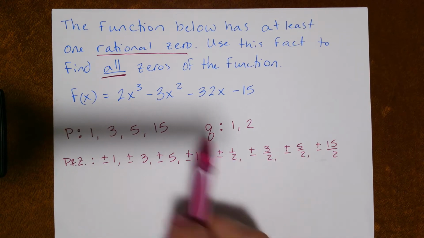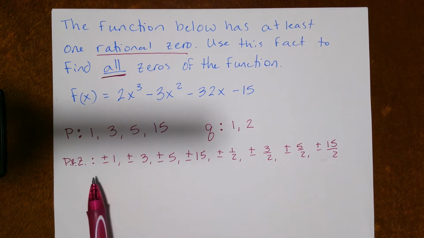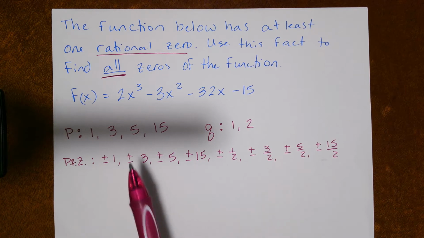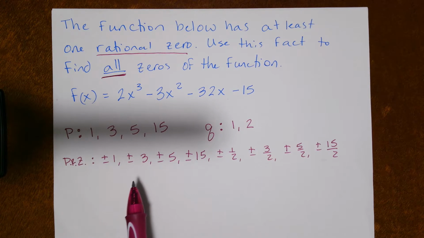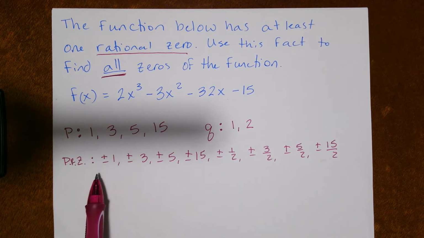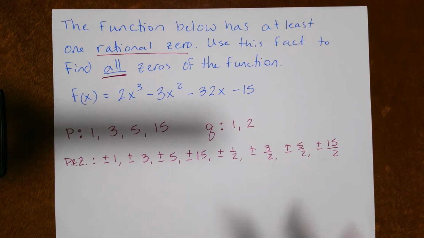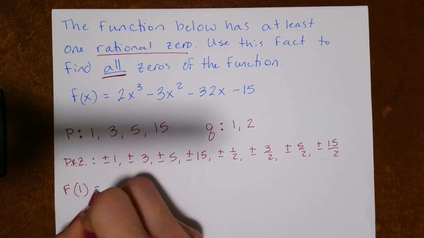Since I know this function has at least one rational zero, I know that at least one of these is a solution. To figure out if it's a solution or a zero, I can use what's called the factor theorem. And I believe that's in the title of this as well. So the factor theorem tells me if one of these numbers is a zero, then I can plug it in and it should equal 0. So that's what I'm going to do. I'm going to take f of, I'll start with positive 1. I'll plug in 1 and see what I get.